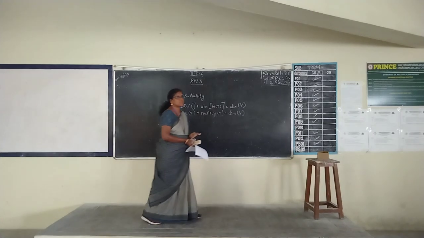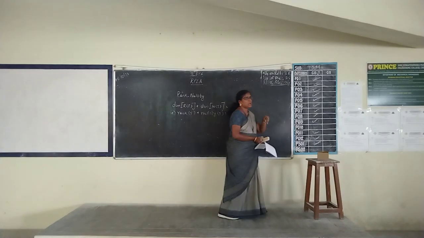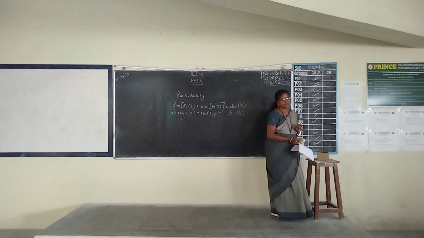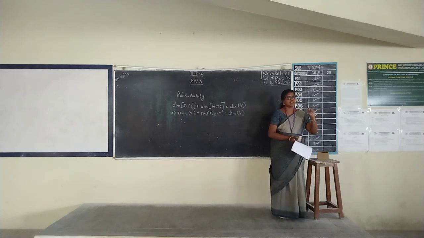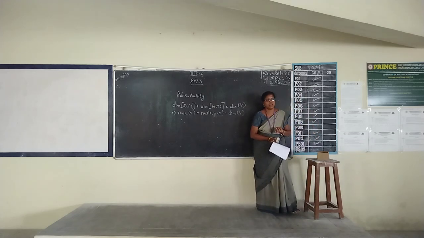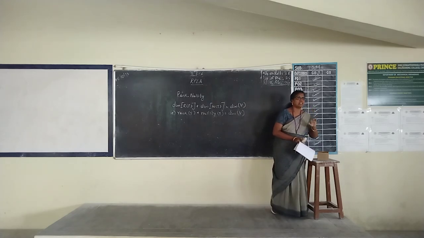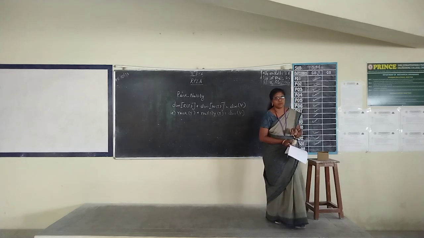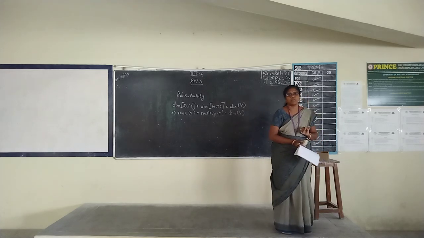What is null space? All the vectors that will be mapped onto 0. So the transformation of the vector should be equal to 0. Then that set of elements will be called a null space. Okay, shall we start the problem?